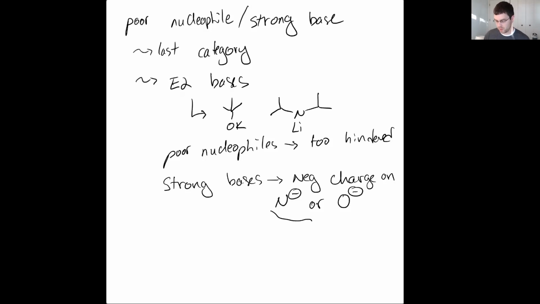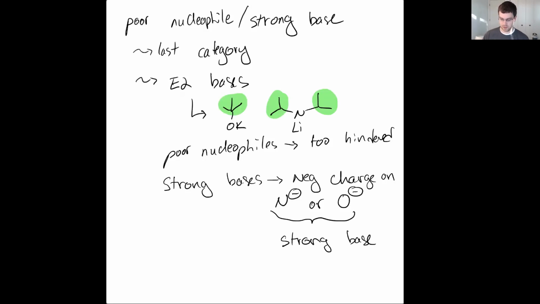Now, are there other strong bases out there? Yes. But what I'm trying to do is give you something to work with that you can apply to a number of cases. These aren't the only two examples, but when you have a negative charge on an N or an O, you can assume that it's in the strong base category. If it's an N or an O with these big groups hanging off, it would be a strong base and a poor nucleophile. It's too sterically hindered.